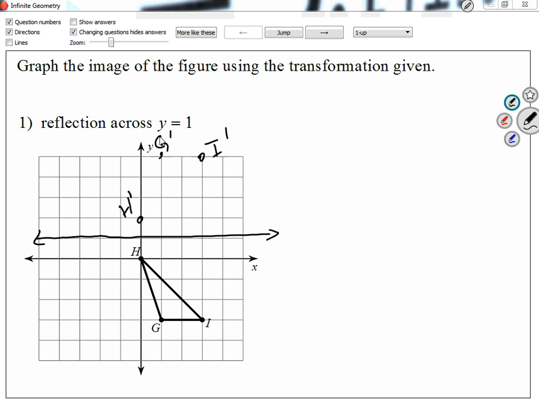Do you guys have any questions so far? How do you know when it's a mirror line? How do you know if it's a 1? Because it was labeled here, y equals 1. Oh, okay. So that's how I know which one is my mirror line. Now, I'm just going to connect my points.